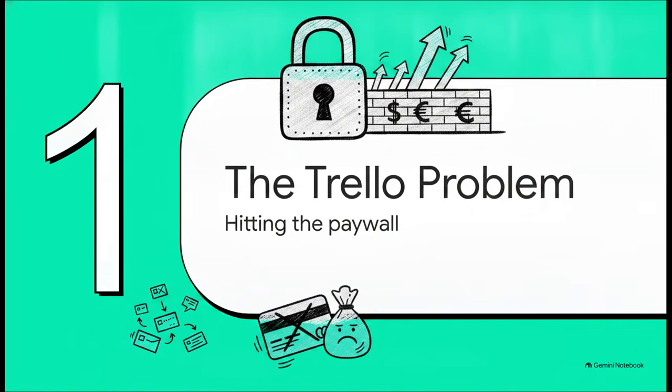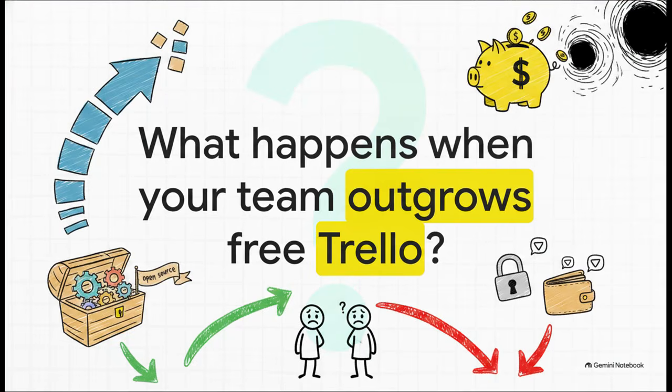Section 1, the Trello transition problem, hitting the paywall. Think about your own workflow for a second here. What actually happens when your team outgrows a free platform like Trello? I mean, you've spent years building out your processes, your checklists, your highly specific labels, and then, boom, you hit that hard board limit. As a modern team, you're essentially forced into a corner, right?